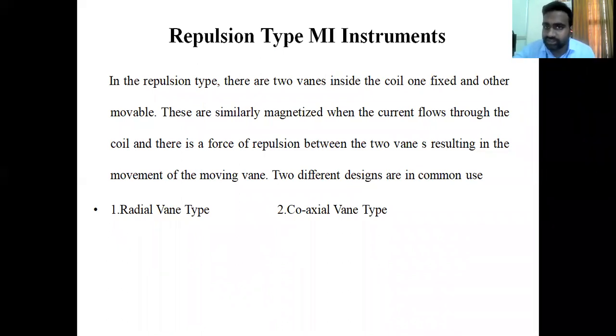But here in the concept of repulsion type, what is happening is, the current is flowing in the coil and the force of repulsion between the two vanes results. That means here we have a fixed vane and here we have another vane, that is the movable vane.